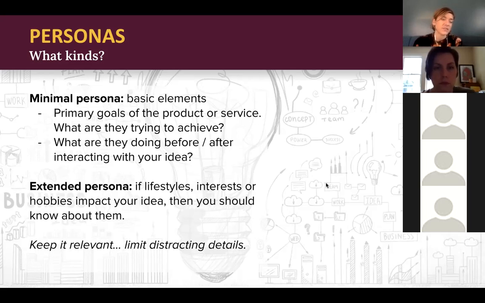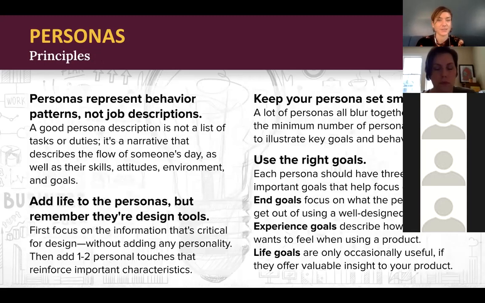So always just ask when you're adding detail, how is this relevant to my solution? Even if adjacently, and then just try to limit the distracting details. And that's why it's nice to have it just on one page, so that you're not getting multiple page resumes for these characters.